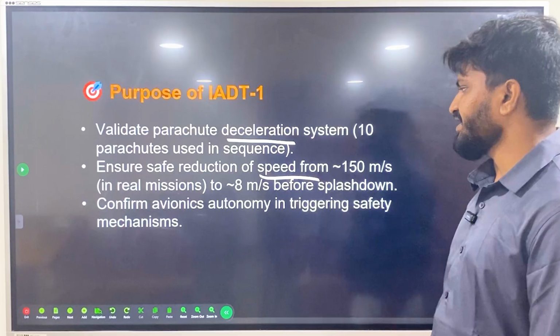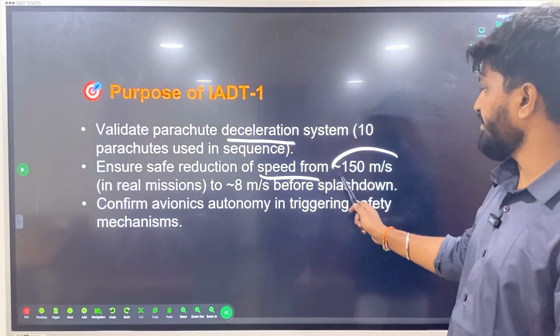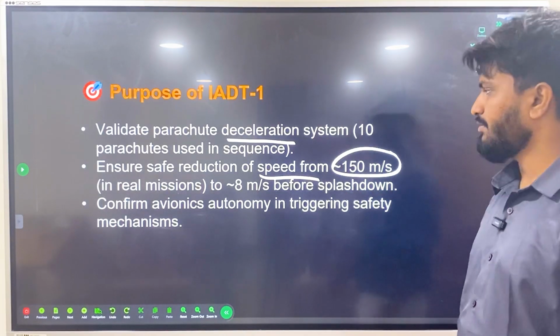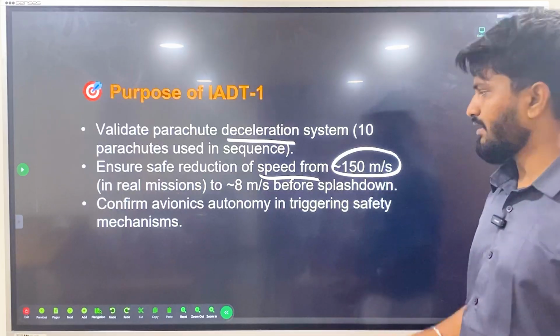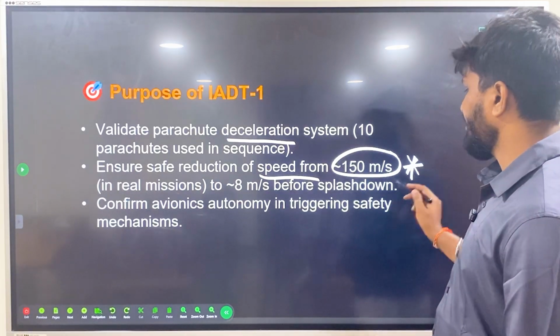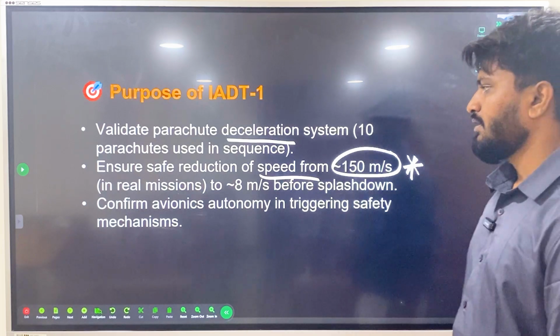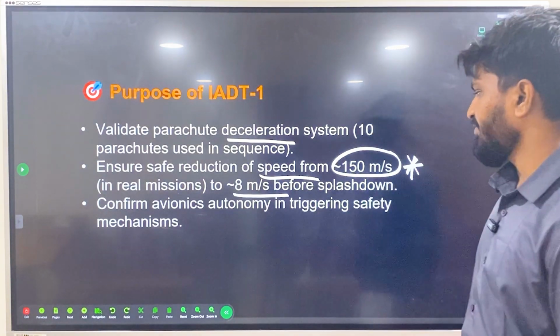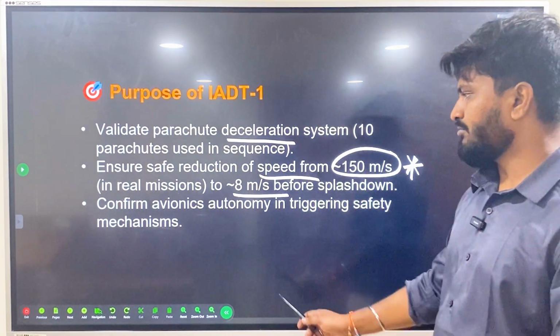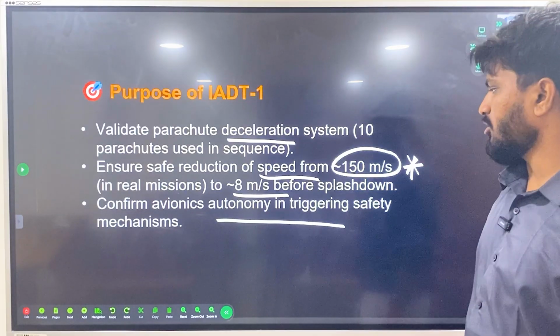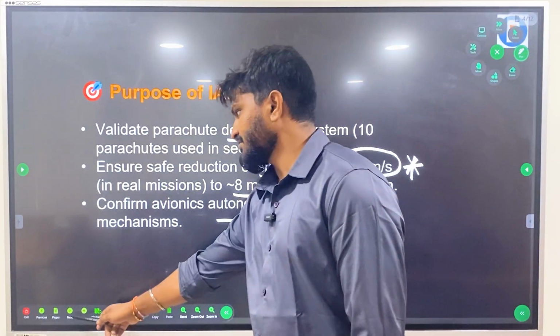It ensures safe reduction of the speed from 150 meters per second. With gravity at 9.8 meters per second squared, if you add the weight of this capsule, it will come to around 150 meters per second, down to 8 meters per second before the splashdown. It confirms avionics autonomy in triggering safety mechanisms.